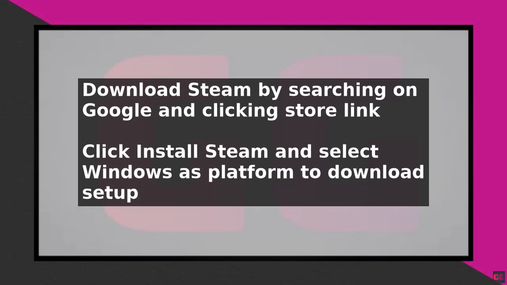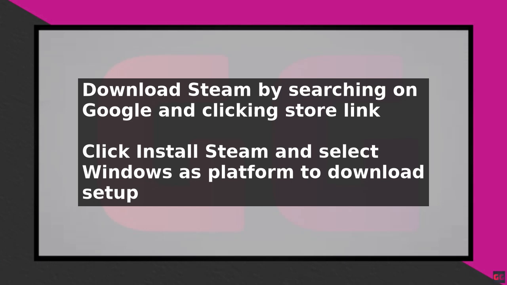To download Summer Clover on a PC or laptop, start by downloading Steam, an application that enables the purchase, download, installation, and playback of various games. This process is relatively straightforward. Begin by searching for Steam on Google, and click on the store.steampowered.com link, which welcomes you to Steam.